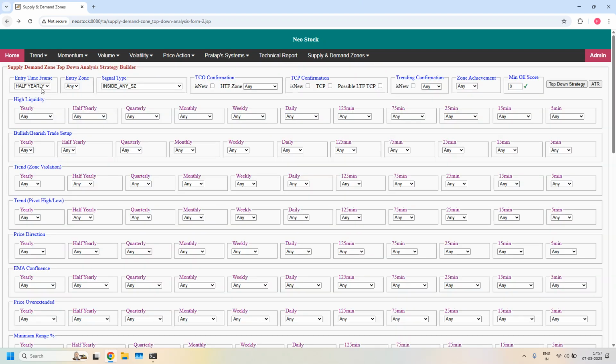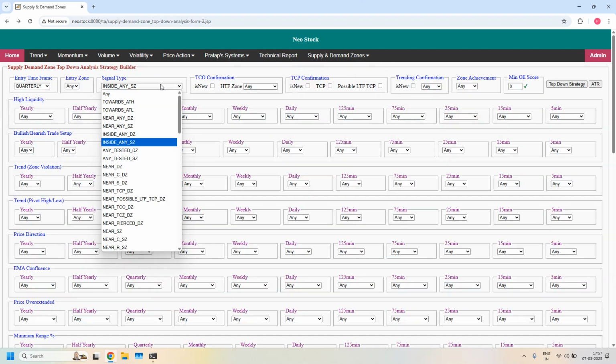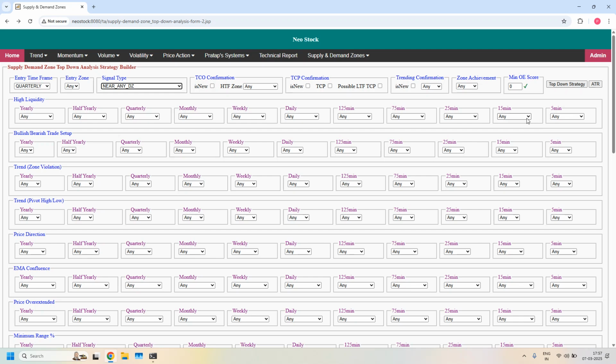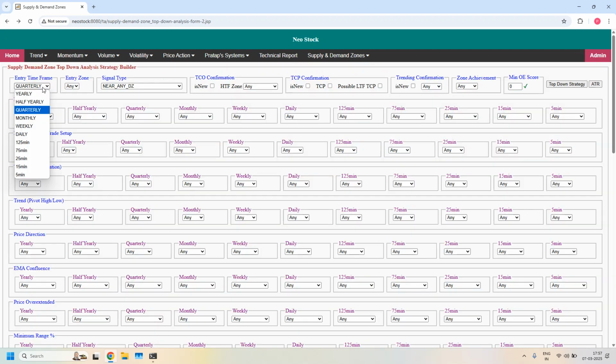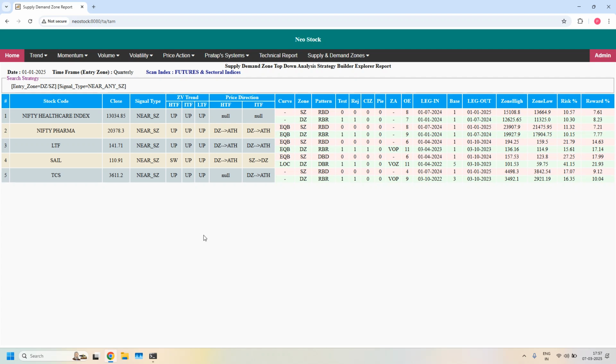Next time frame is quarterly. Stocks near quarterly demand zone, we got 3 stocks. Next, quarterly time frame, stocks near quarterly supply zone. We got 5 stocks.